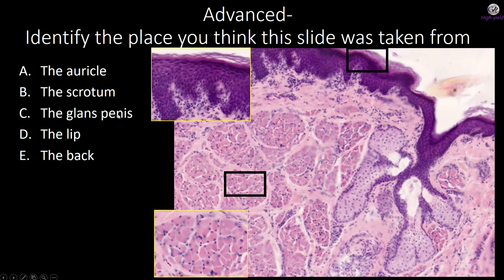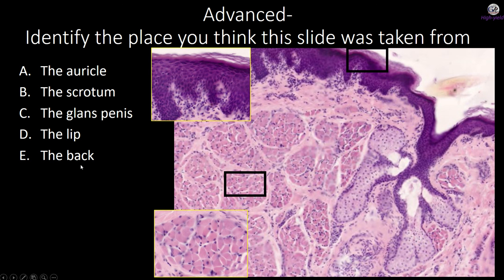The glans penis, let's see, so would it have thin skin? Yes, it would have thin skin, but would there be muscle directly underneath? No, not so much. There would be cavernous tissue. There wouldn't be a bunch of skeletal muscle underneath. There's no bones or muscle in the penis. The lip. So I have thin skin, and then underneath, would I have muscle? Yes, actually, I would have muscles of facial expression, which are very superficial. So I like the selection of the lip for this.